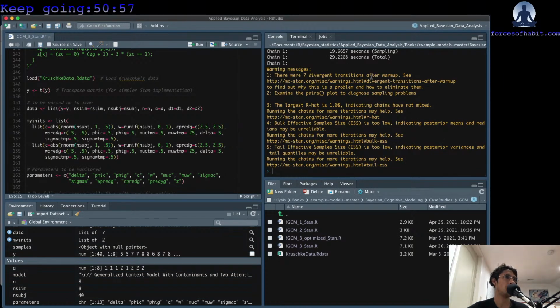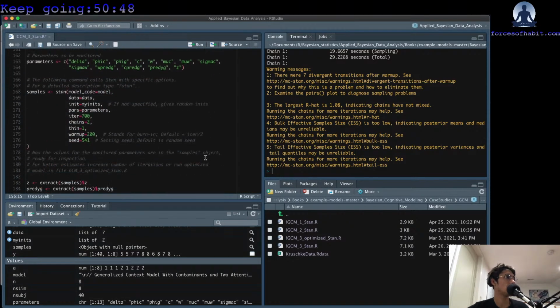Ooh, divergent transitions. Uh-oh. Too low. Let's double the amount.